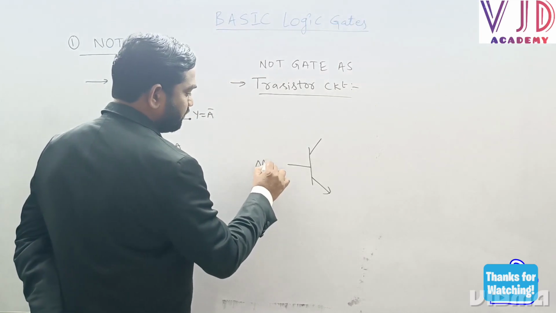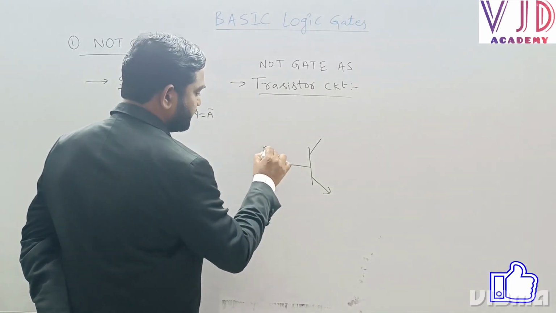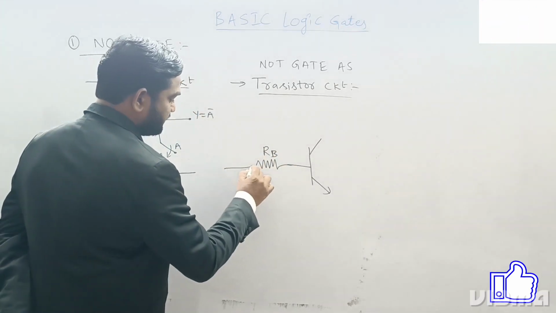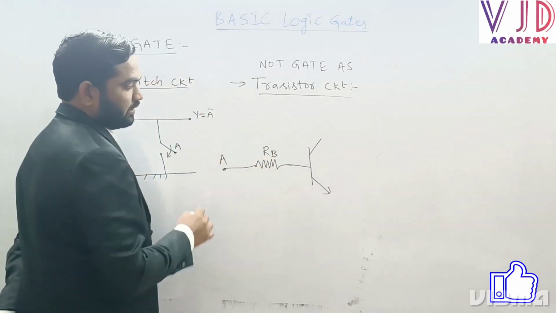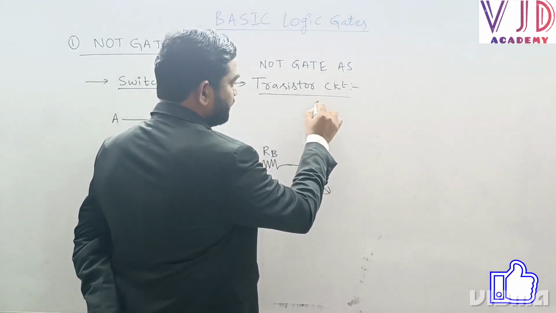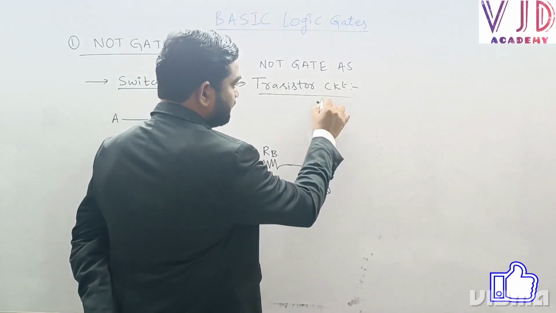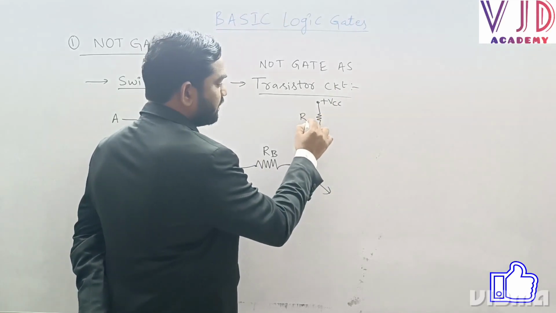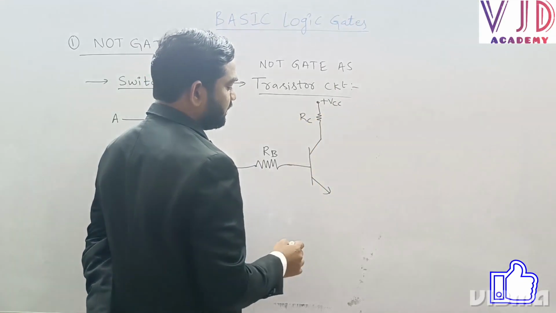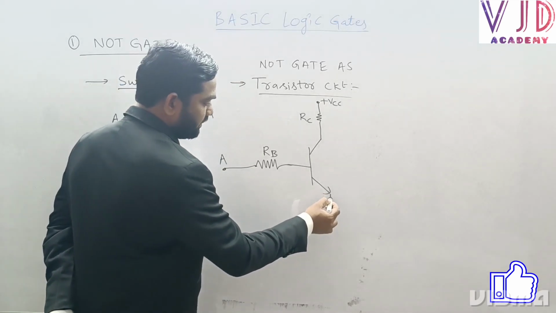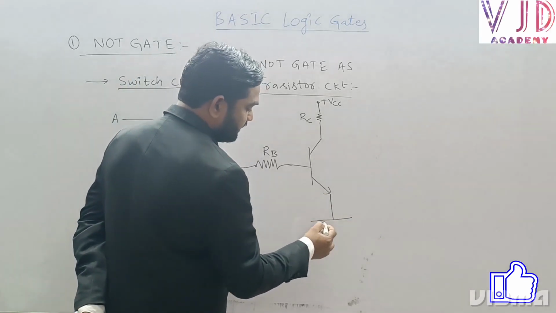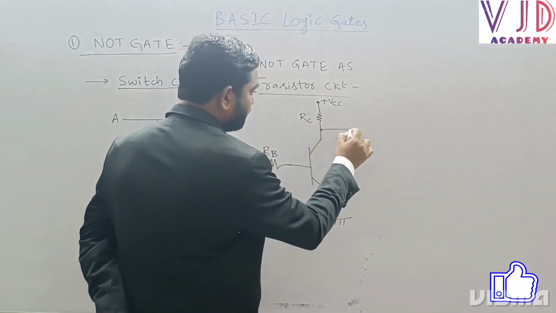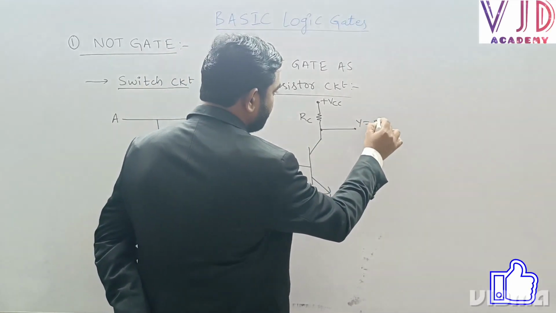Let me connect here one resistor. We can say base resistor, and this is input A. Now here power supply plus VCC, collector control voltage, and here RC, collector resistor, and now this is, you know, that emitter, and now I will directly connect it to ground. Here I want to take output Y equal to A bar.